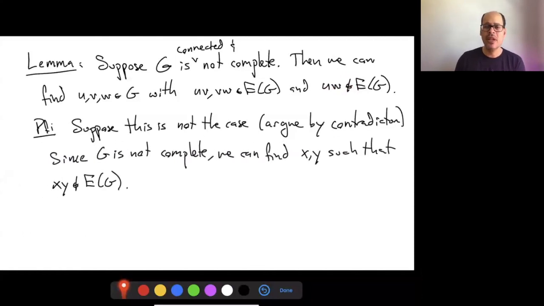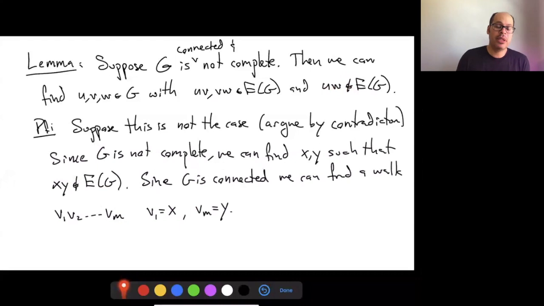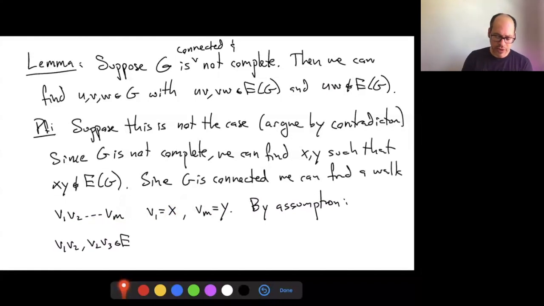Well, if you're not complete, then you can find two vertices that are not connected to each other. We're going to argue by contradiction. Now, because G is a connected graph, you can find a walk that goes from X to Y: V1, V2, V3, up to Vm, where the first one is X and the last one is Y. Now, by assumption, we know that V1 is connected to V2.